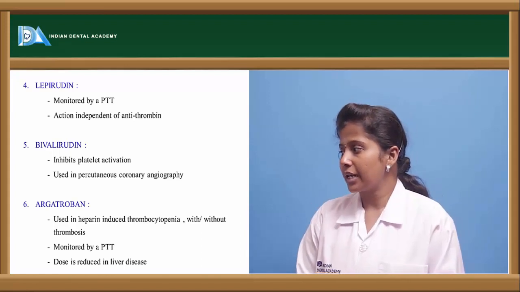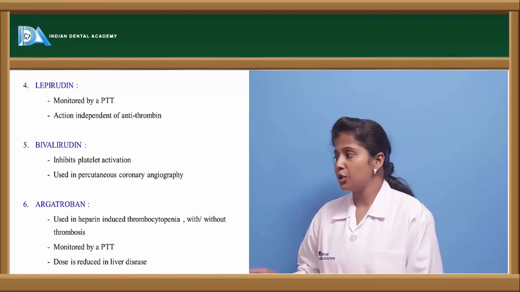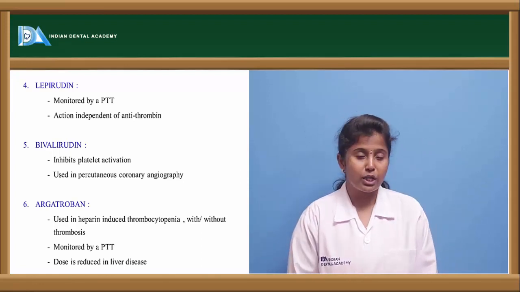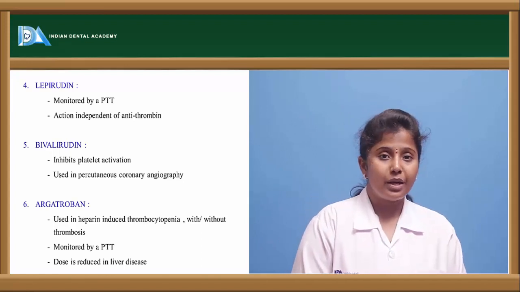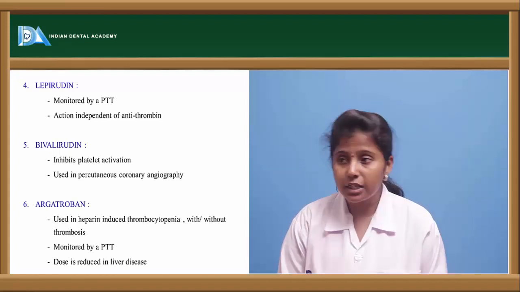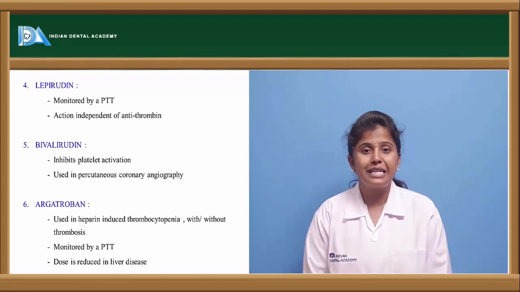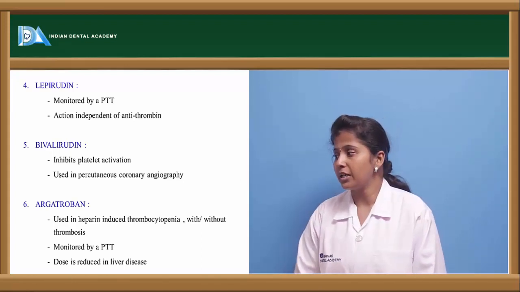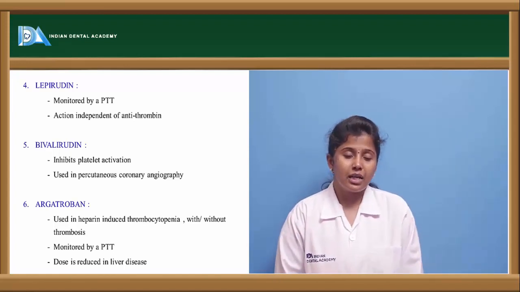The other drug is argatroban. Argatroban is used in heparin-induced thrombocytopenia. Because of the long-term usage of heparin, thrombocytopenia occurs. So it is used to treat this type of syndrome, and this also has to be monitored. So the bleeding time for this drug has to be monitored, and the dose should be reduced if a person is having liver disease.